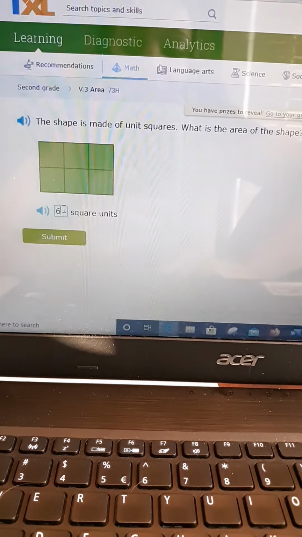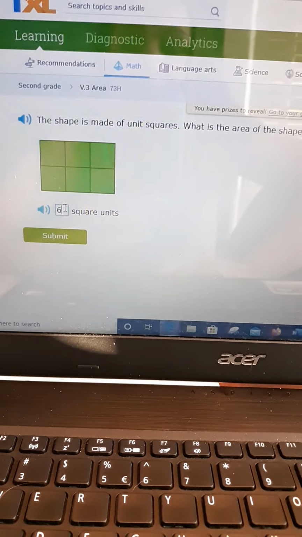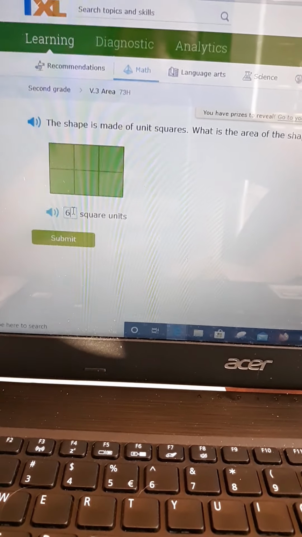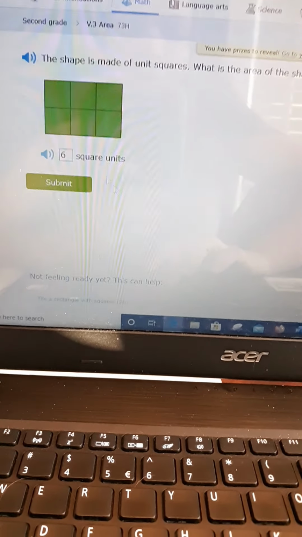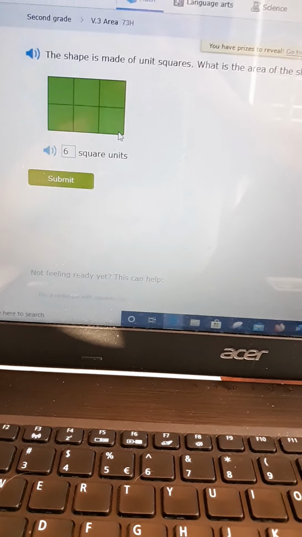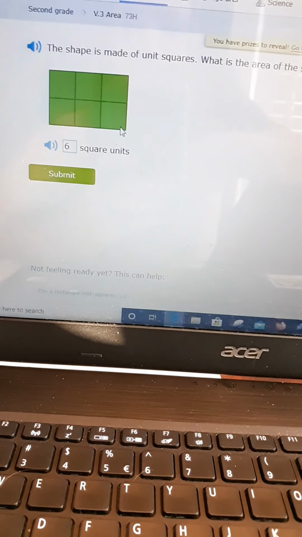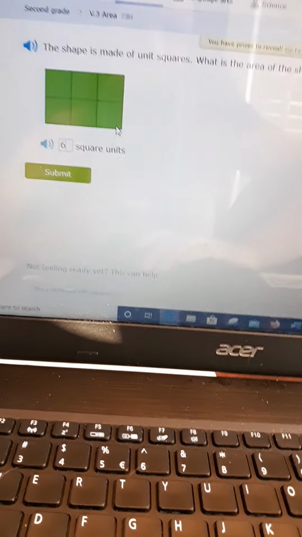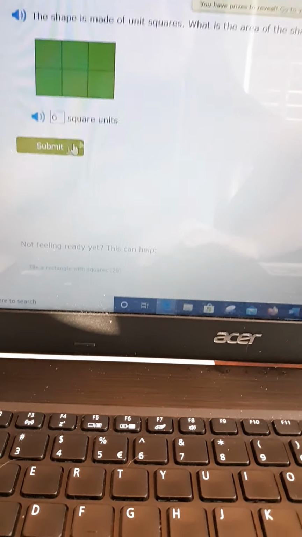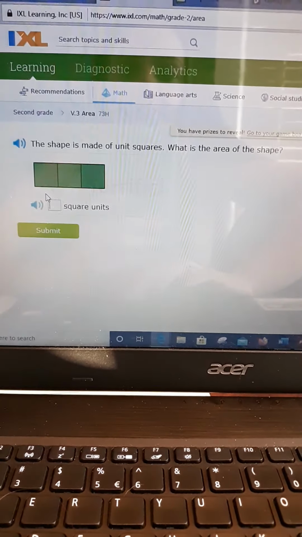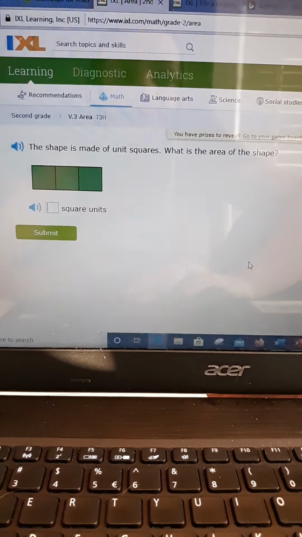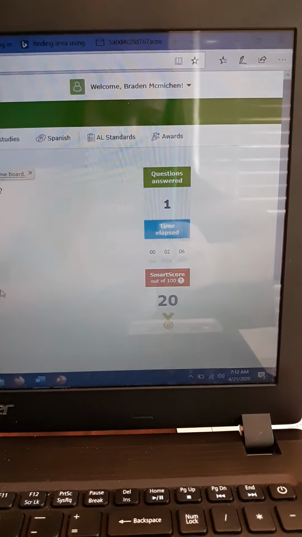Now, again, units are a form of measurement. Okay, sometimes they will be feet, sometimes they will be inches, centimeters, whatever it may be. Now, it is not telling you specifically if it's feet or inches, and that's okay. So square units, which is just a form of measurement. Okay, and then you submit it. Okay, and I want you to do these until you get a 100. Okay, and you can see your scores over here.